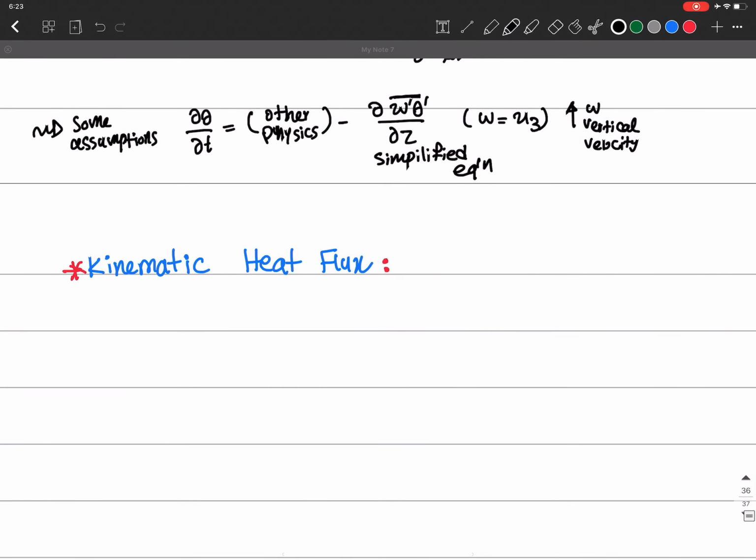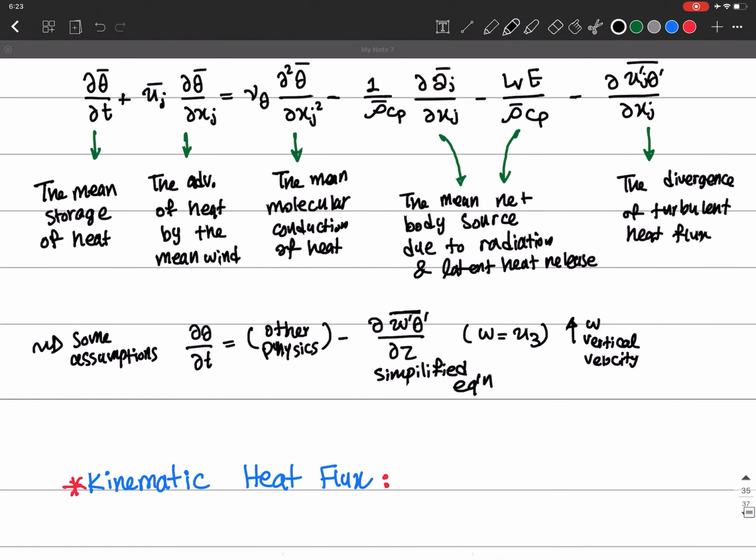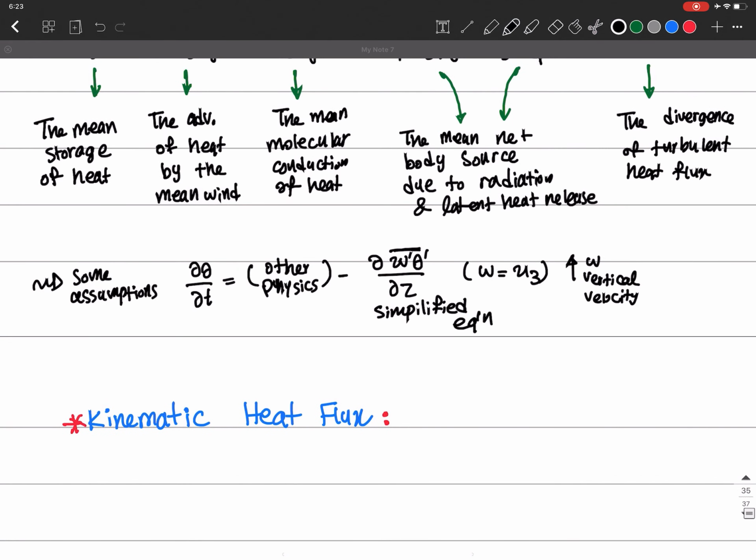Hello again. So in this session, I want to delve further into the details of this heat equation. So let's first take a look at this heat flux and kinematic heat flux that we talked about in the previous session, which is this W prime theta prime, and see what actually it means physically, and how this works.